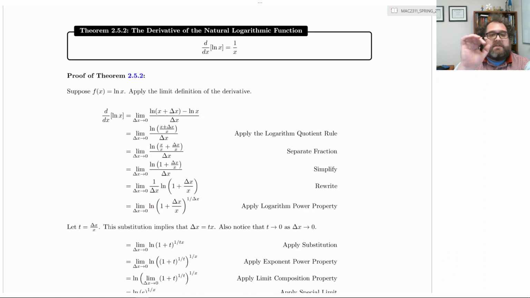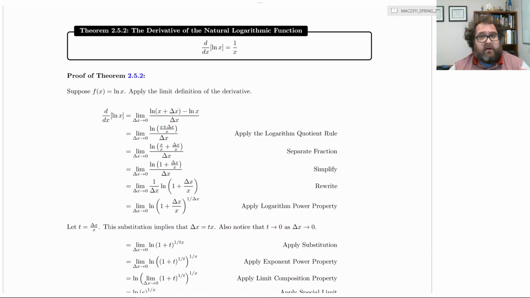All right, in this video we're going to talk about the derivative of the natural log function. So we just recently talked about the derivative of the natural exponential. Okay, so it makes sense that now we're going to talk about the derivative of the natural logarithm. Those are two inverse functions.